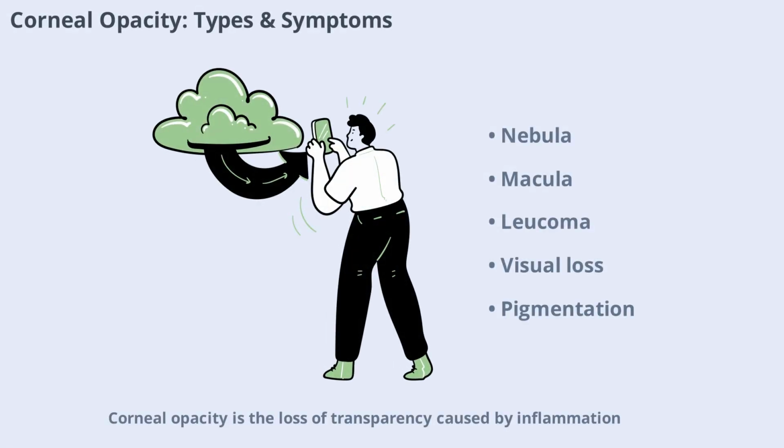Corneal opacity is the loss of transparency, caused by inflammation, ulceration, or trauma. Types include nebula, faint and cloud-like; macula, a dense gray spot; and leukoma, a dense white scar. Symptoms depend on the opacity's location. Central opacities obstructing the pupil cause visual loss. Changes may include disappearance in infants, pigmentation, reduced sensitivity, and atheromatous ulcer formation.